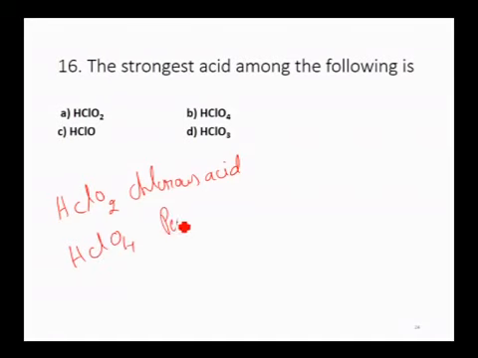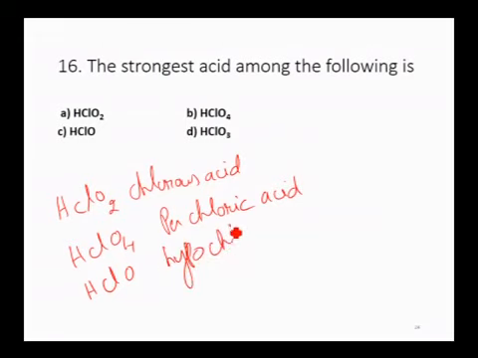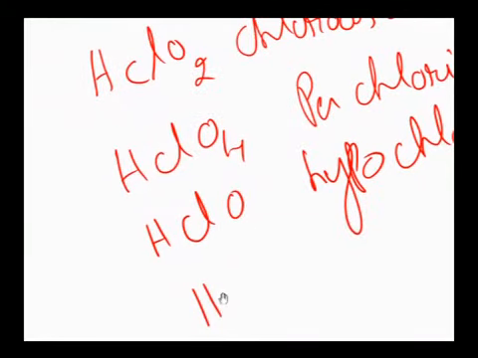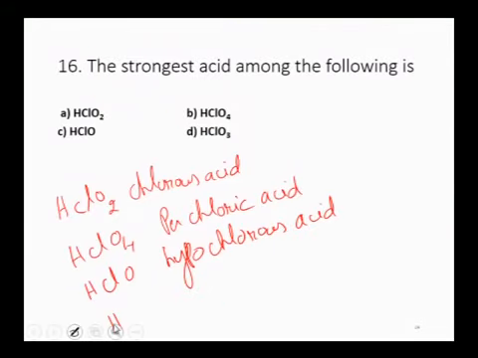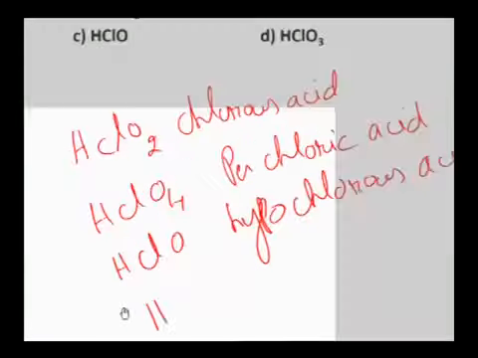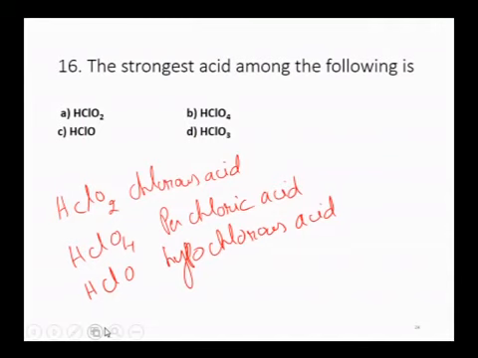HClO4, perchloric acid, HClO, hypochlorous acid, HClO3, HCl, HClO3 called chloric acid.